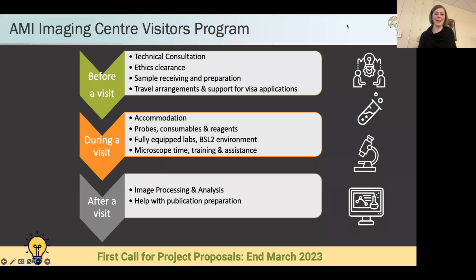It's a fully equipped lab, as well as access to, if we don't have it in the lab, we do have access to a lot of key equipment in neighboring labs within the institution. And they have dedicated time on any of the microscopes they've indicated needed for their project. While here, no one else would be using the systems that they are using for a period of up to 4 weeks through the visitors program. And then there will be help for image processing and analysis, and hopefully preparation of publications or grants coming out of projects coming to Cape Town.